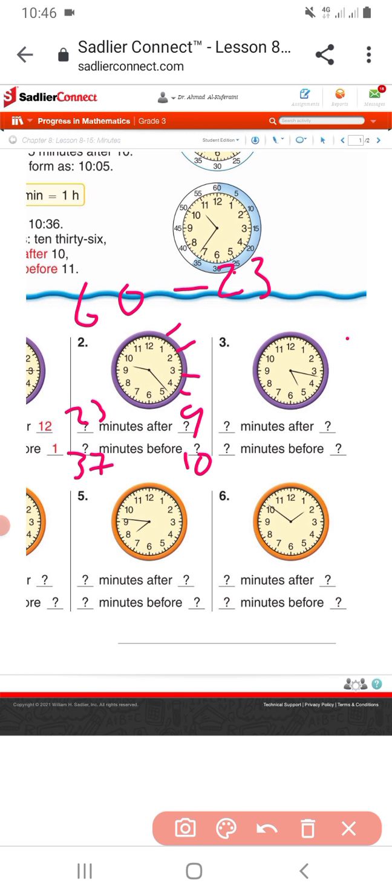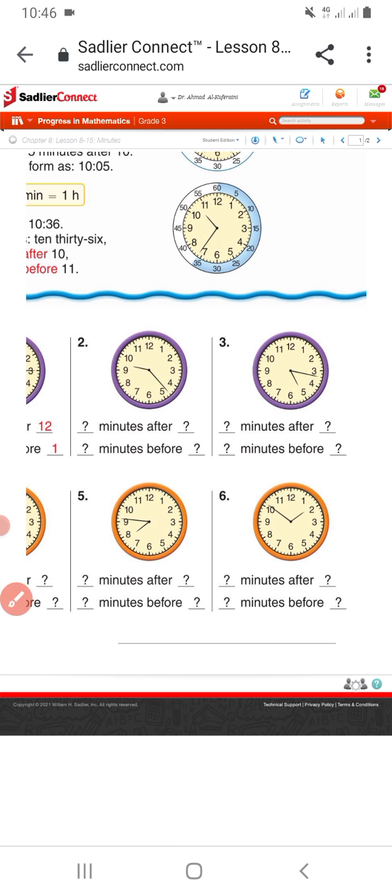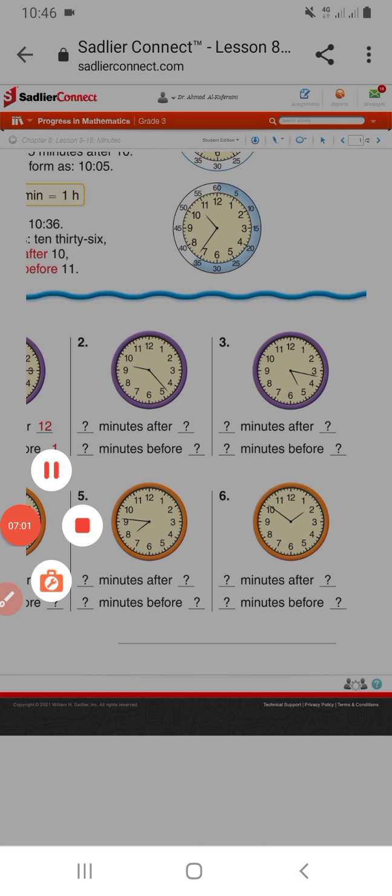Okay, now I helped you with this example, but I will give you just a second to check the answers for question number 3. Try to do number 3 yourself. Think about the small pointer first and then the long one.